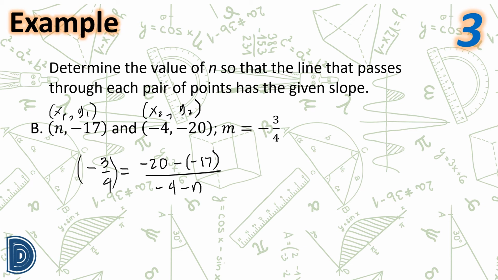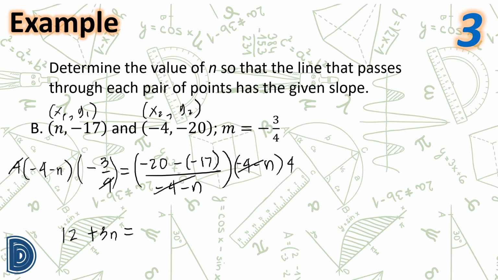Multiplying both sides of this equation by 4 times negative 4 minus n. On the left hand side, we have 12 plus 3n. On the right hand side, we have negative 20 minus negative 17 is negative 3 times 4, that is negative 12. Subtracting 12 from both sides of this equation, we have 3n is equal to negative 24. Dividing both sides by 3, we have n is equal to negative 8.